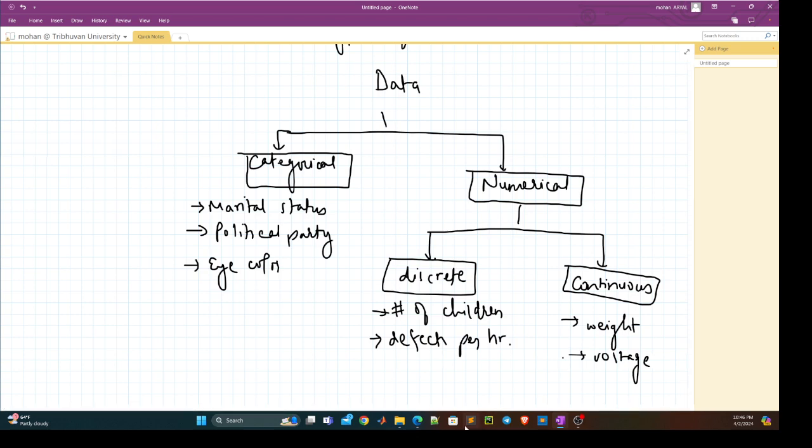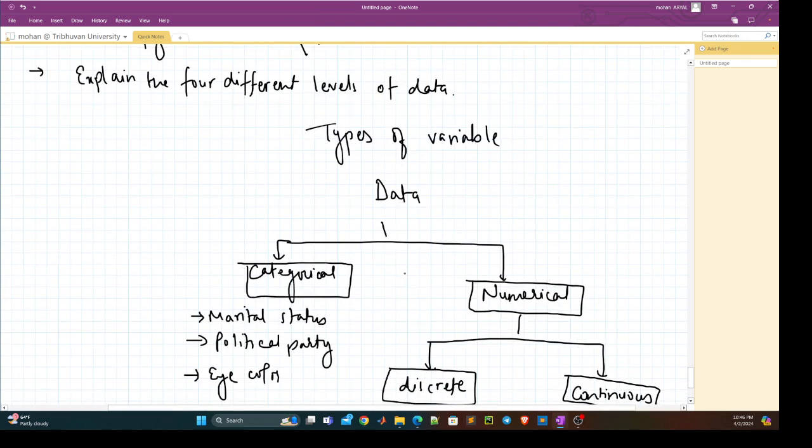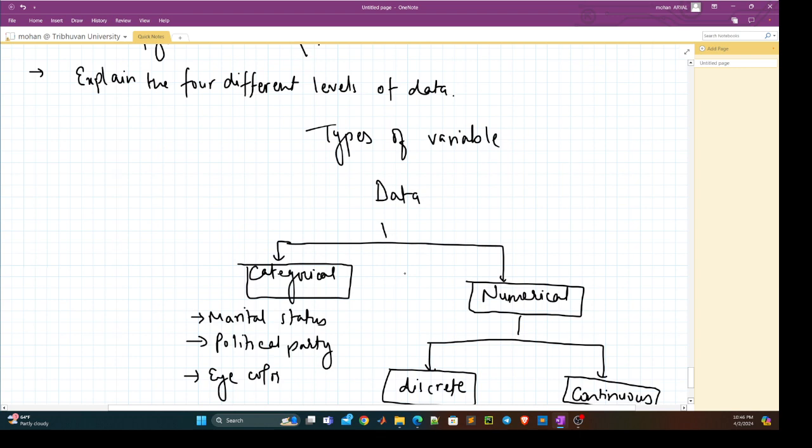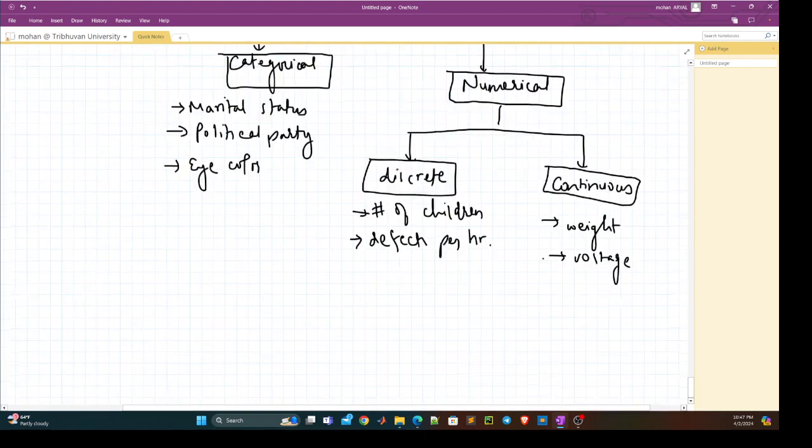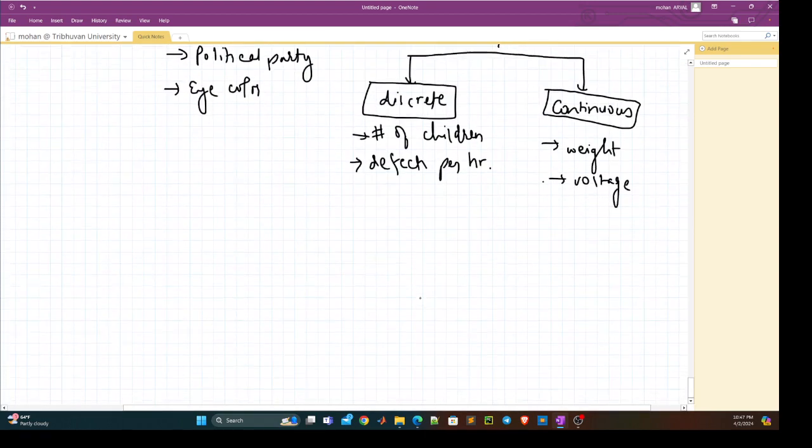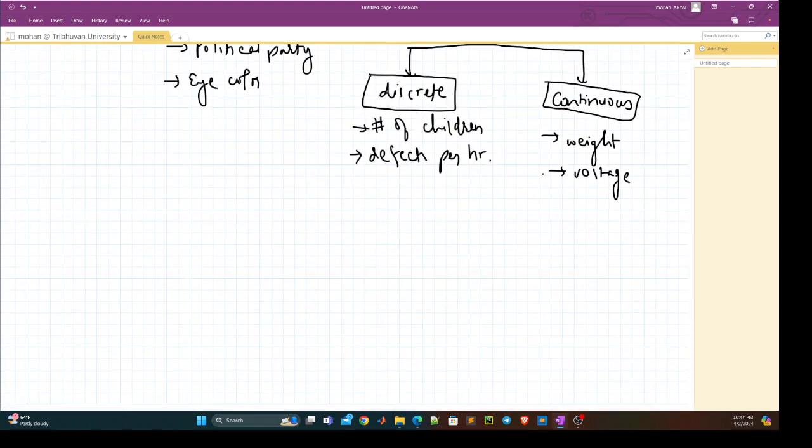This is the type of variable. It can be either categorical, which means putting a variable into some category, or numerical, which can be discrete or continuous. In discrete we can see examples like the number of children, and in continuous we can give the example of weight or voltage.